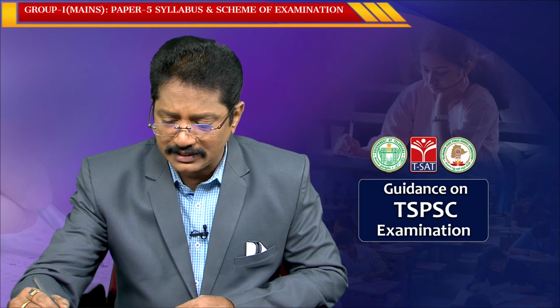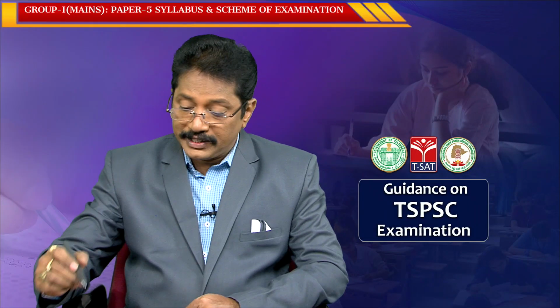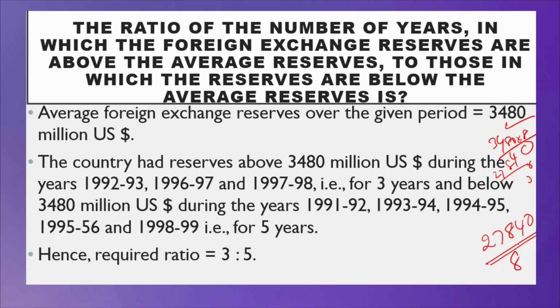How many years are there? 8 years. So, if you divide 27840 by 8, that is 8 4s are 32, 38, 3, 28, 28, 3, 24, 27, it is very clear. 27840 is the total sum, the sum of the values, and when you divide by 8, you will get 3480. In this manner you are going to find it.